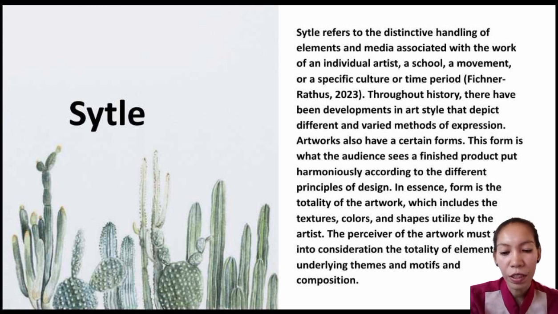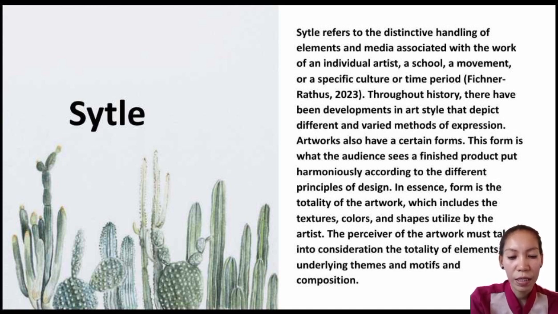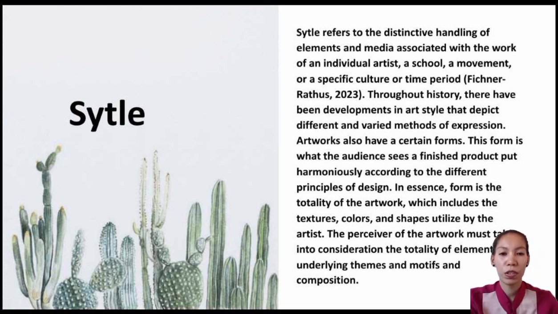Artworks also have a certain form. This form is what the audience sees, a finished product put together harmoniously or not according to the different principles of design. In essence, form is the totality of the artwork, which includes the textures, colors, and shapes utilized by the artist. The content of an artwork includes not only its form but also its subject matter and underlying meanings or themes. The perceiver of the artwork must take into consideration the totality of elements, underlying themes, motifs, and composition.